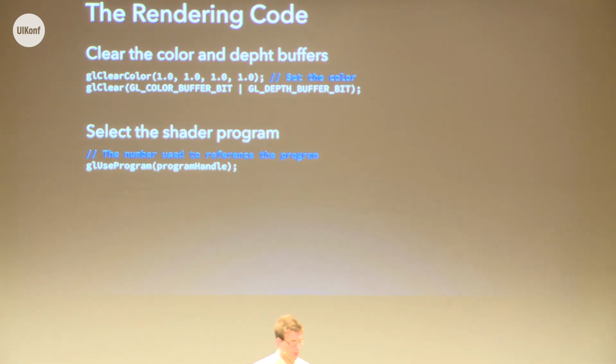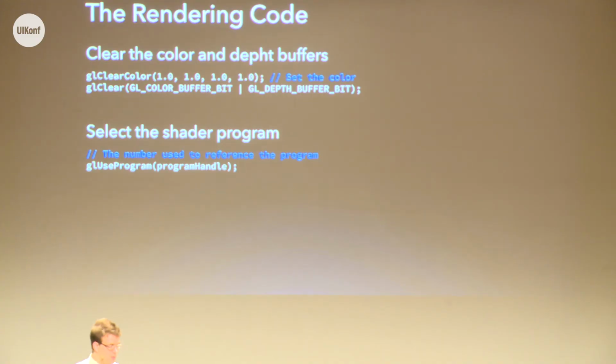For the actual drawing code, we start off by clearing out the color buffer and the depth buffer so that we have a clean slate to work with for our own rendering. And then we tell OpenGL that our shader program is the one that we want to use for all the upcoming drawing commands.